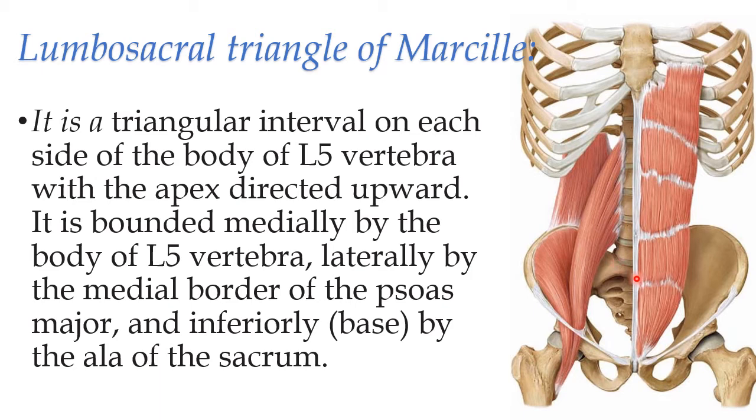The base is formed by the ala of the sacrum, and then the lateral boundary of it is formed by the medial border of the psoas major muscle. In this picture, you can identify this lumbosacral triangle of Marcille over here. So it is present lateral to the lumbar vertebrae and medial to the psoas major muscle.